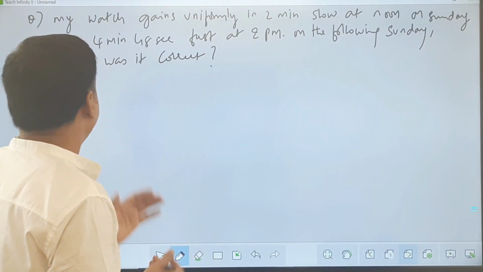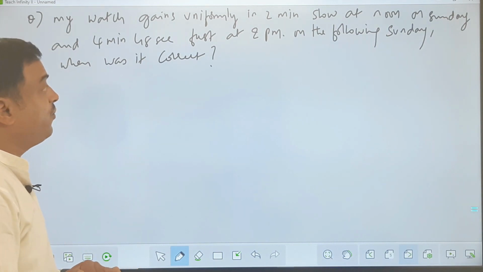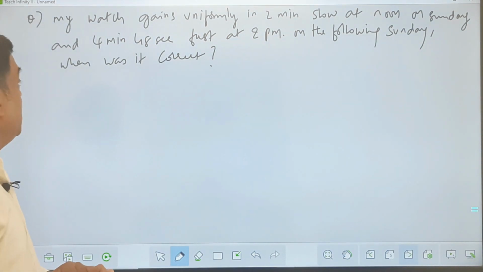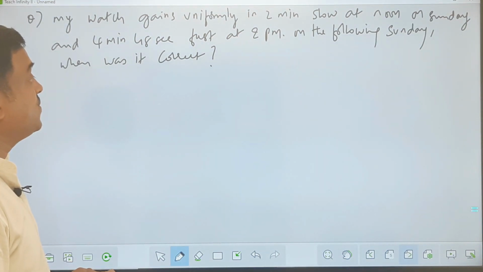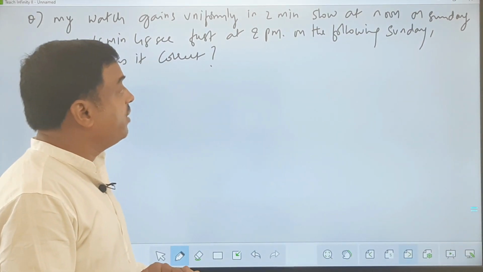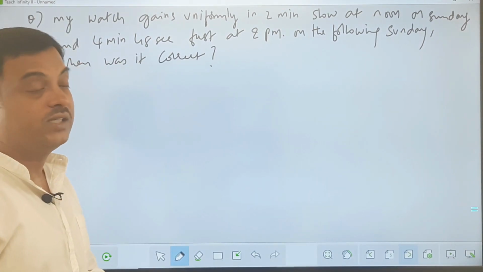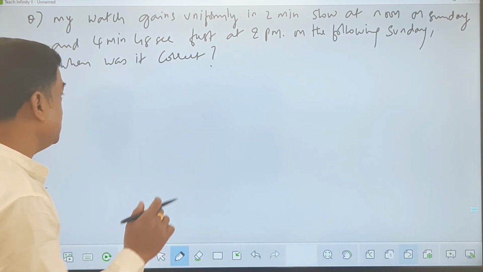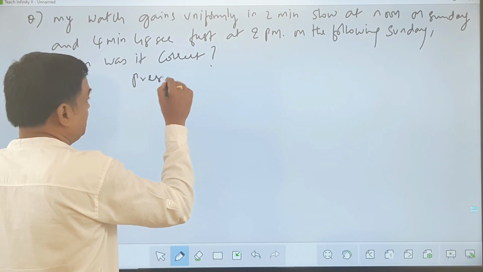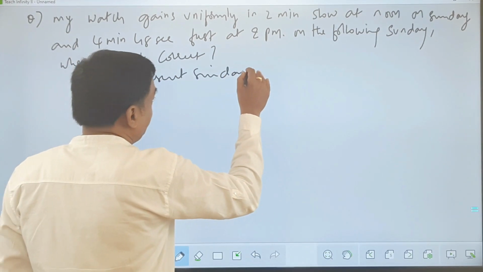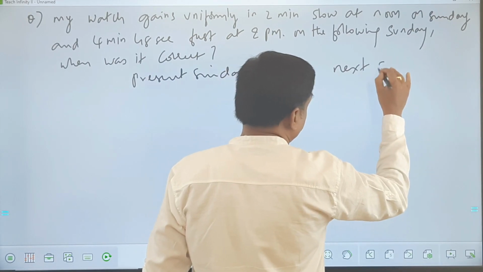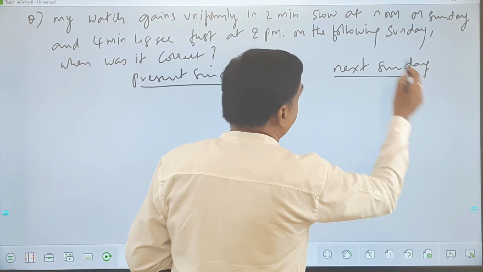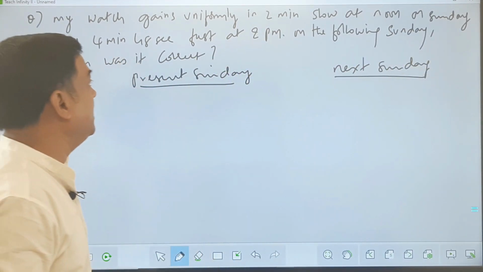Okay. Next one, if you see, my watch gains uniformly. It is 2 minutes slow at noon on Sunday and 4 minutes 48 seconds fast at 2 p.m. on the following Sunday. When was it correct is the question. Now let us understand this. Present Sunday and next Sunday. Following Sunday means next Sunday it is coming.